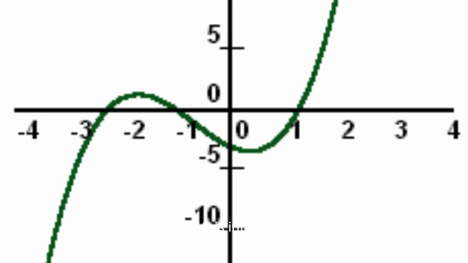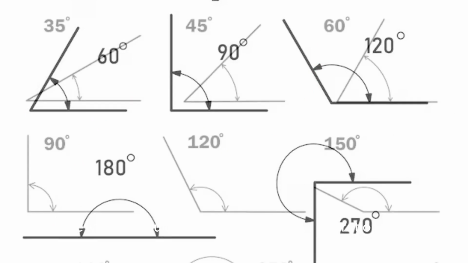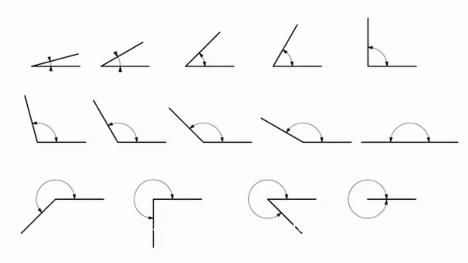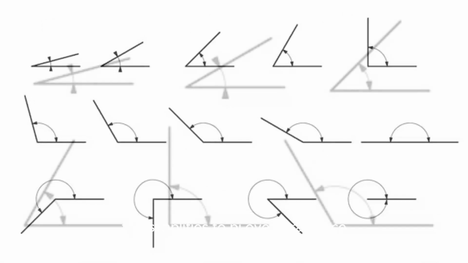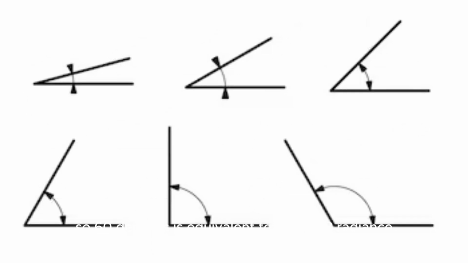To put this into practice, let's consider an example. Say we want to convert 60 degrees into radians. We start by multiplying 60 degrees by the ratio of pi radians over 180 degrees. This simplifies to pi over 3 radians. So, 60 degrees is equivalent to pi over 3 radians.